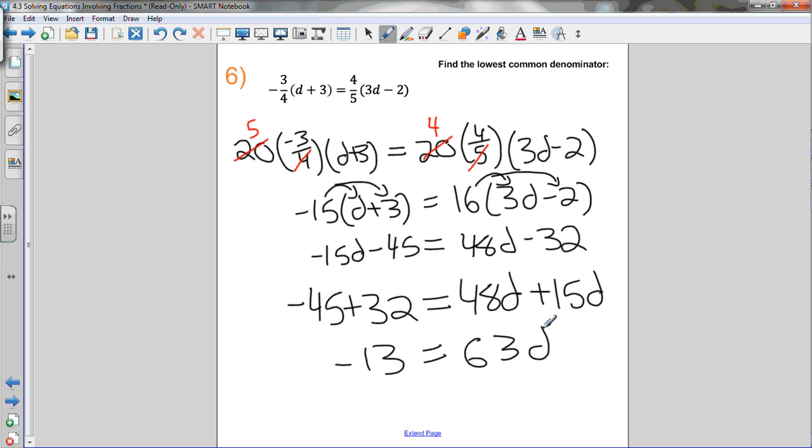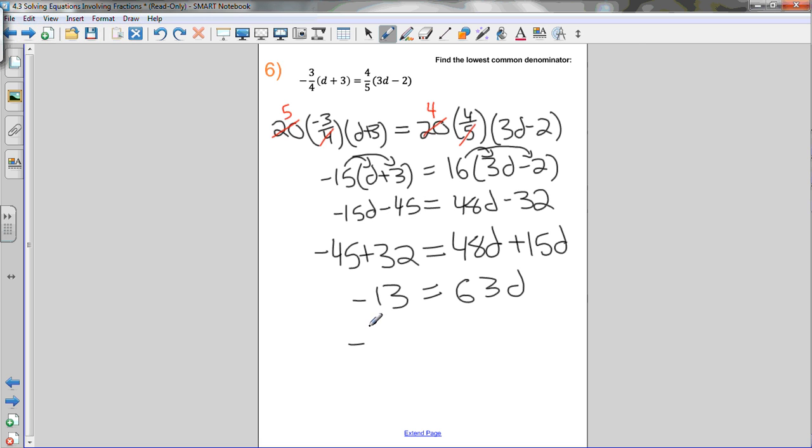Now what I want to do, I want to actually isolate the variable. So what I'm going to do is I'm going to divide that 63 to the other side of the equation. And what I'm going to have, I'm going to have negative 13 divided by 63 equals d. Okay? And that's in simplest form.